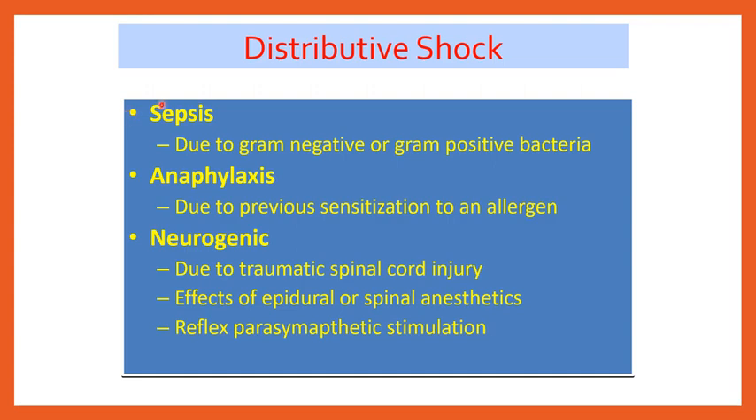The reasons for this type of shock are these three. One is sepsis, because of gram-negative and gram-positive bacteria. Another is anaphylaxis, due to previous sensitization to an allergen. And the third is neurogenic, which is due to traumatic spinal cord injury, effects of epidural or spinal anesthetics, and reflex parasympathetic stimulation. So these three are the most common types of distributive or vasogenic shocks.